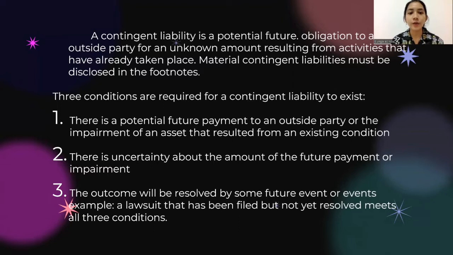3 conditions are required for a contingent liability to exist. The first one, there is a potential future payment to an outside party or the impairment of an asset that resulted from an existing condition. The second one is that there is uncertainty about the amount of the future payment or impairment. And the last one is the outcome will be resolved by some future event or events. For example, a lawsuit that has been filed but not yet resolved meets all the 3 conditions.